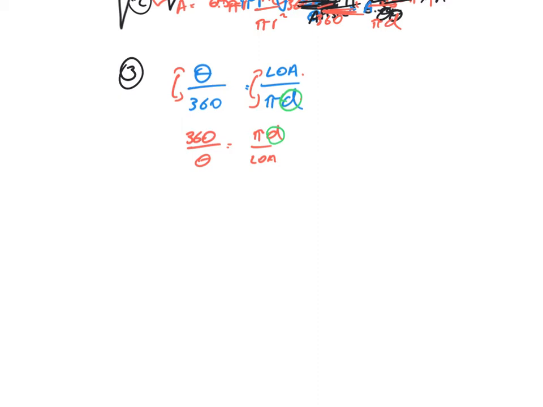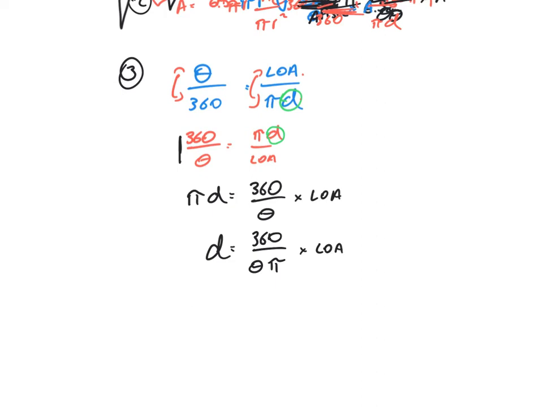So next move is let's bring the length of arc up and multiply. So now I've got pi times the diameter is equal to this 360 over theta, and then I'm bringing the length of arc up and multiplying. Okay, I can then get the diameter by bringing the pi down and dividing. So that will be d equals 360 over theta with pi beside it down there, multiplied by the length of the arc.